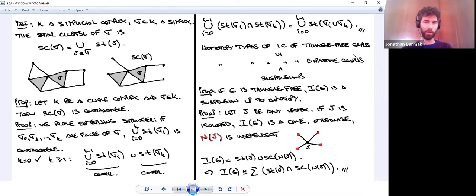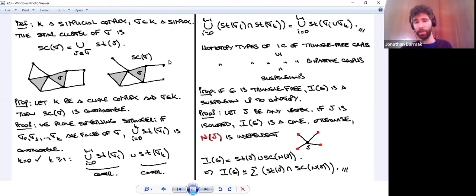So again, we have classified the homotopy type of independence complexes of triangle-free graphs. In fact, here we didn't use that the graph is triangle-free. We used something weaker, and it is that there exists at least one vertex which is contained in no triangle. That is enough. Okay. So these are many classes of graphs such that the independence complexes are always suspensions.